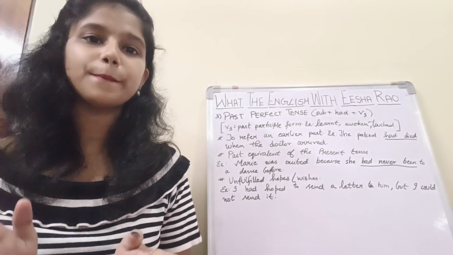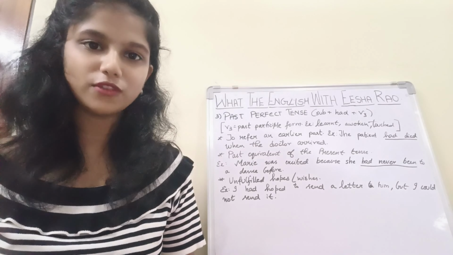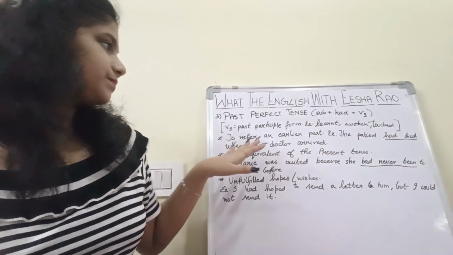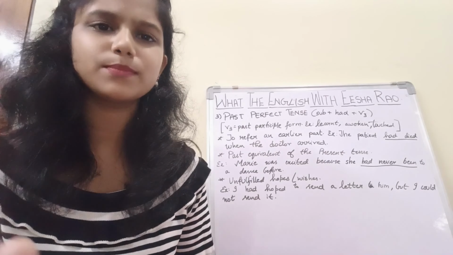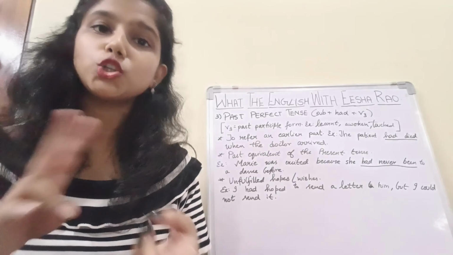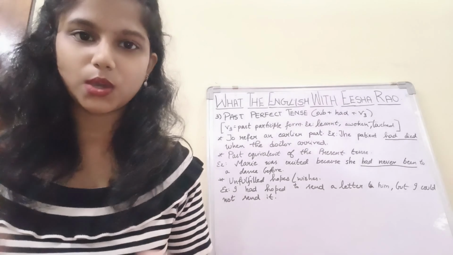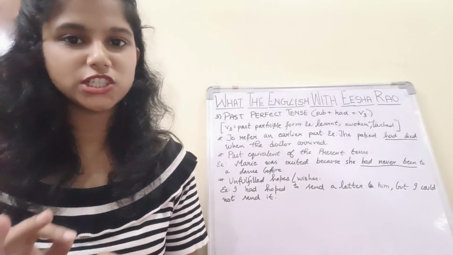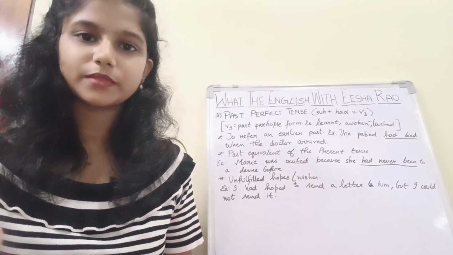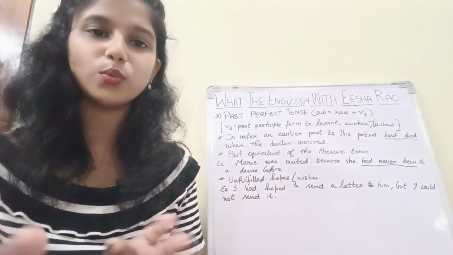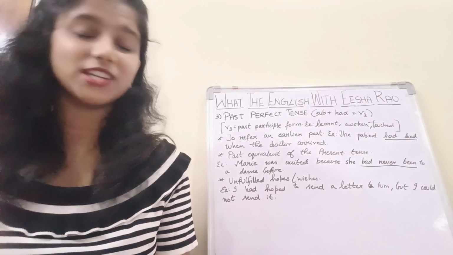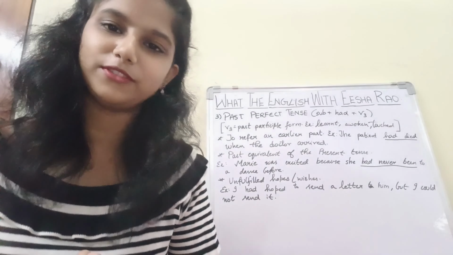Now, coming to the past perfect tense, it is used to refer to an earlier past. What is meant by that? The main use of the past perfect tense is when two events take place in close sequence. For example, the patient died, the doctor arrived. When you combine it in the past perfect tense, you will write it as the patient had died when the doctor arrived.